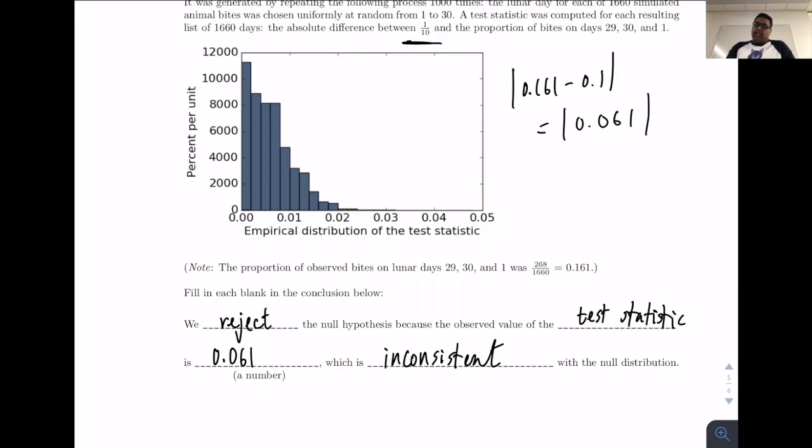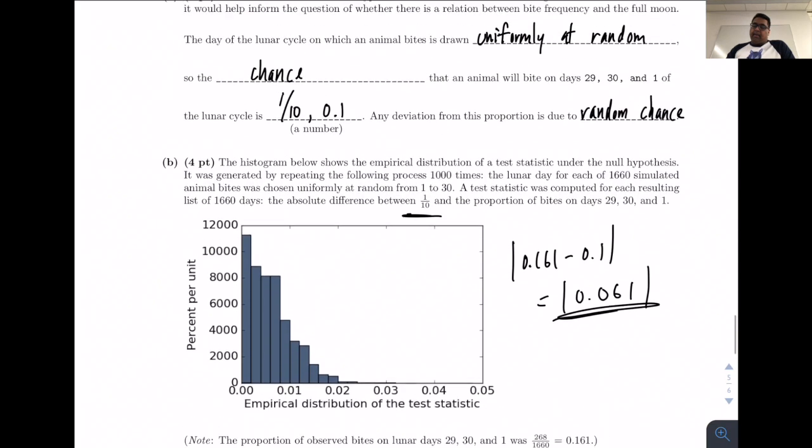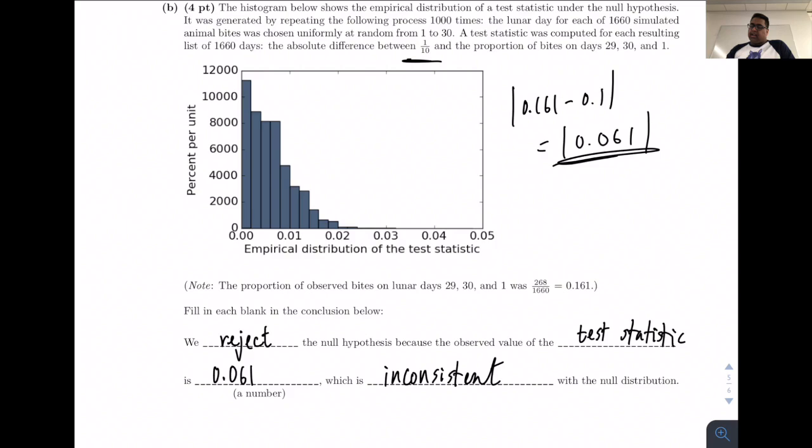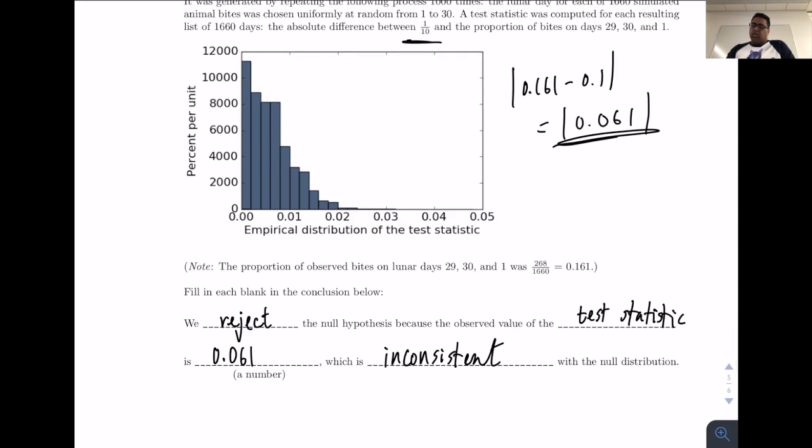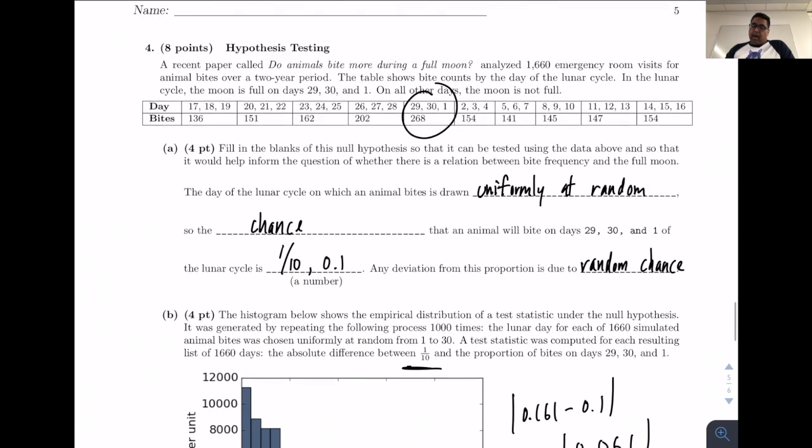What inconsistent means is that that kind of value does not appear in the empirical distribution, meaning there's something weird going on here. Our null hypothesis can't be true because the test statistic was so far away from the values that we determined with our simulation. And that just about wraps up problem number 4.